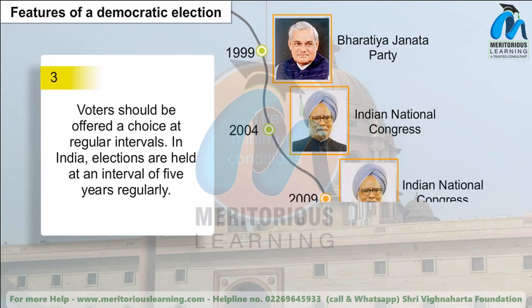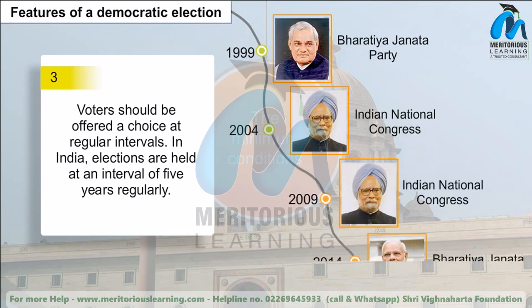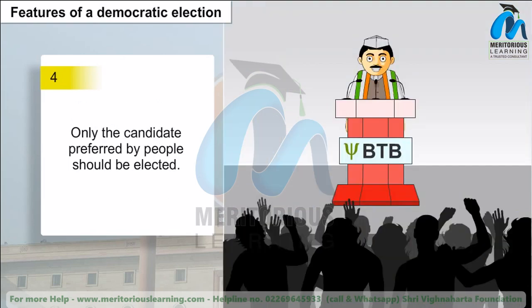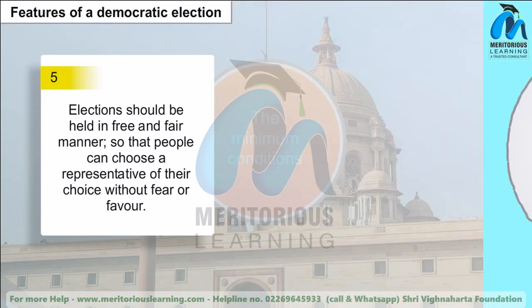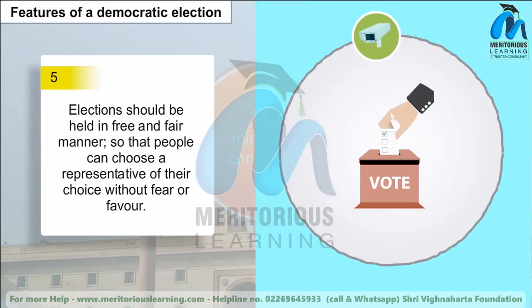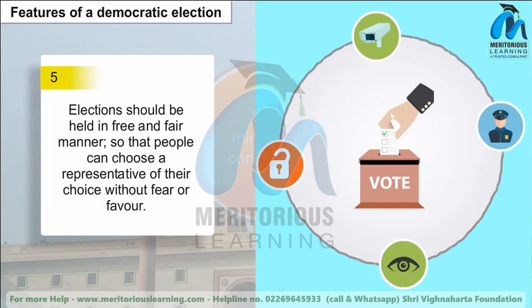In India, elections are held at an interval of 5 years regularly. 4. Only the candidate preferred by people should be elected. 5. Elections should be held in a free and fair manner, so that people can choose a representative of their choice without fear or favor.